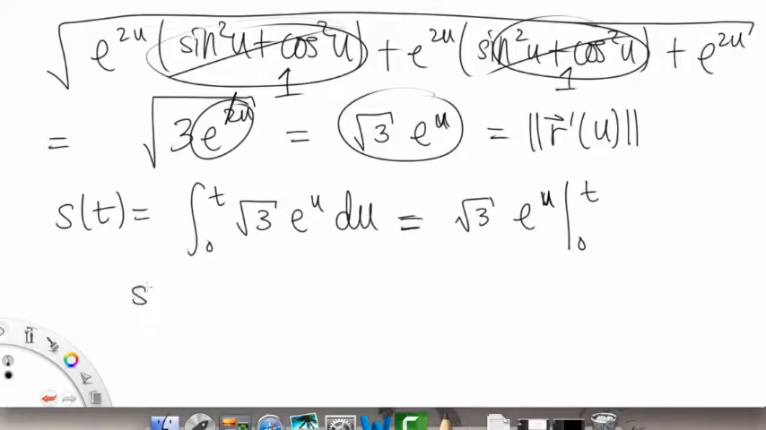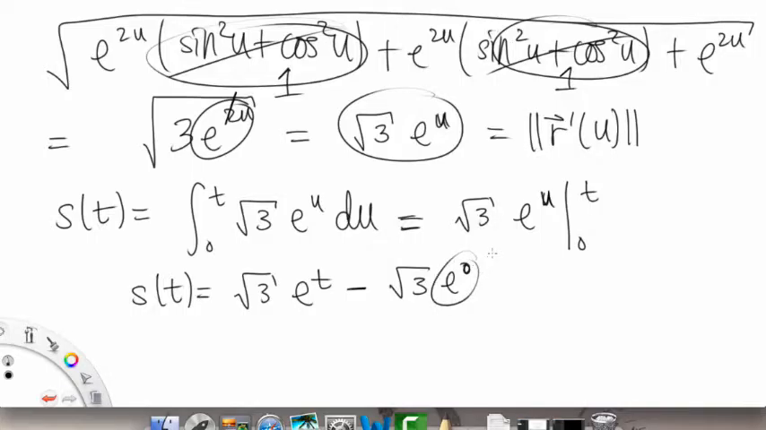So this is going to turn out to be S of t is equal to radical 3, and then we have an e to the t going on, and then we're going to subtract radical 3 e to the 0. So e to the 0, that's just going to be a 1, right? So this will be 1. And so what we get is a radical 3 times e to the t minus 1. Alright? So this is our arc length function.